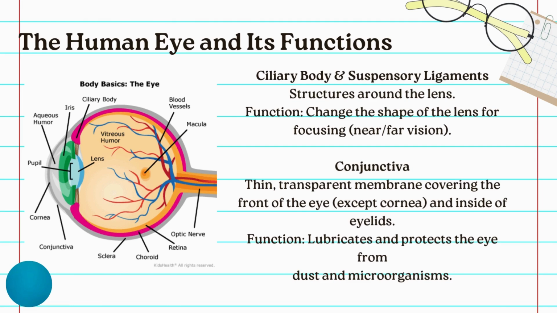And then the conjunctiva is another layer that is right in front of you, the outermost layer on the front of your iris and pupil. It's a thin, transparent membrane covering the front of the eye, except the cornea. So the cornea will be exposed, then the rest of the eye is covered by the conjunctiva. It covers the whole of the white part, so it covers the whole of your eye. It lubricates your eye and protects your eye from dust and microorganisms.